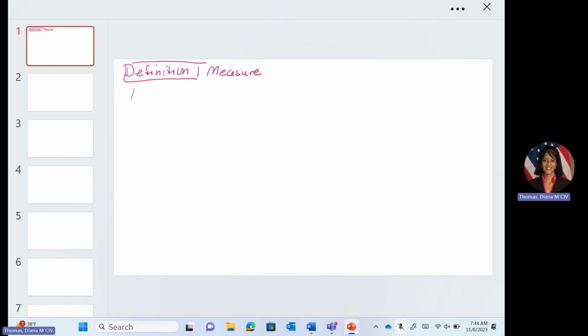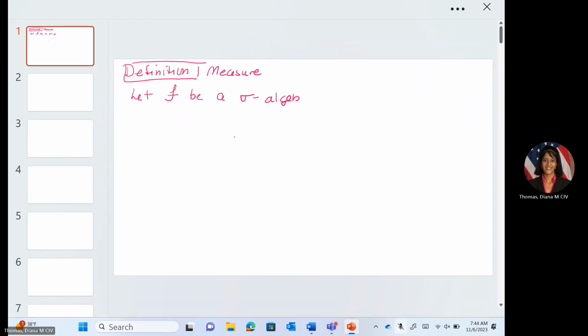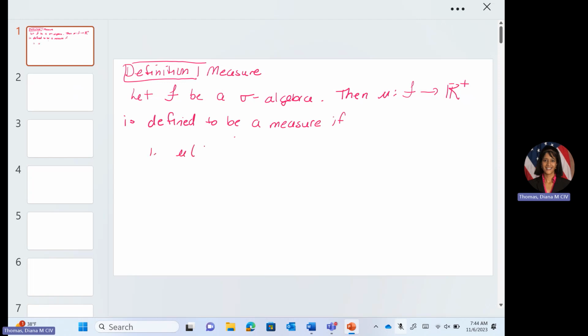All right, we start. This is why you needed a sigma algebra. So let F be a sigma algebra. Then mu, yeah, we use Greek letters for this, sorry guys, from F goes to the non-negative reals, is defined to be a measure if, number one, it's got to be positive, but the way I defined it, I already have it non-negative, so it's fine. Getting used to weird stuff. The inputs of this function are entire sets from the sigma algebra.